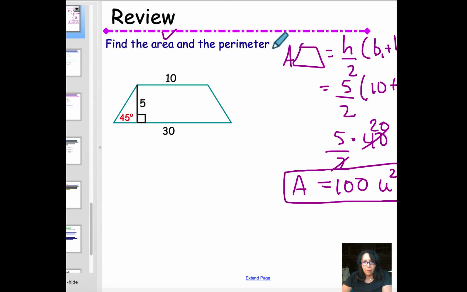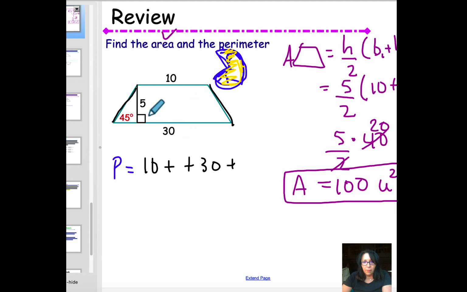So check. Now we have to find the perimeter. The perimeter means I have to add up all the sides. In order to find the perimeter, it's like you're walking. Here you are, and you walk all the way across, down, across this way, and then back up. It's basically like a little Pac-Man. Oh, I should use a Pac-Man. I got it. There we go. And it should be yellow, totally. So you're basically coming across and down and over and back up. So it's 10 plus whatever this side is, plus 30, plus whatever this side is.